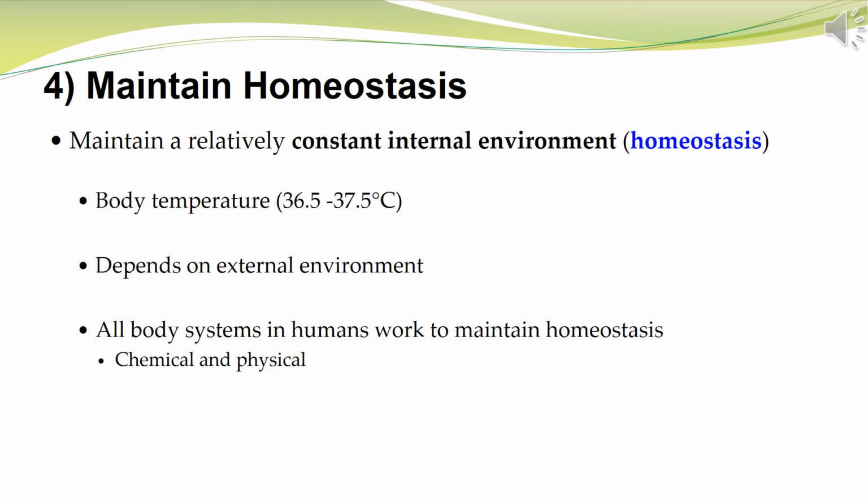Living organisms also maintain homeostasis, and here we're going to finally talk about homeostasis in greater detail. Homeostasis is the maintenance of a relatively constant internal environment. So you maintain a constant body temperature, 36.5 to 37.5 degrees Celsius, or 98.6 degrees Fahrenheit. And this level of maintenance depends on the external environment, like how hot or cold it is, or what kind of stressors you might be exposed to, or whatever else. All body systems in humans work to maintain homeostasis, and this is both chemical and physical homeostasis.